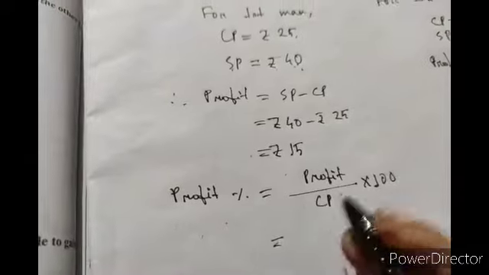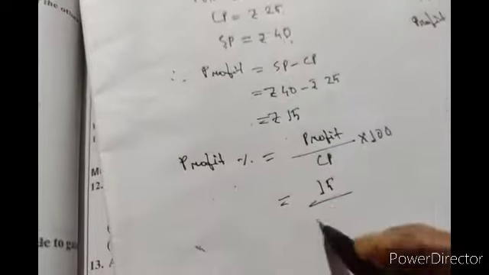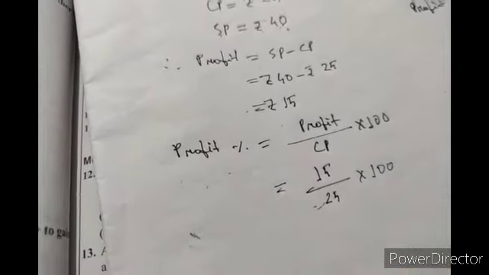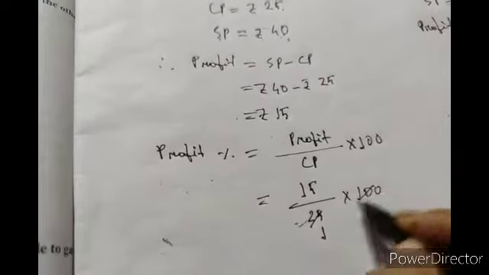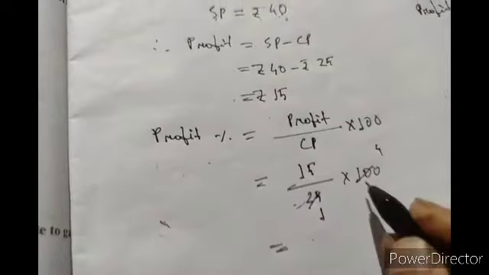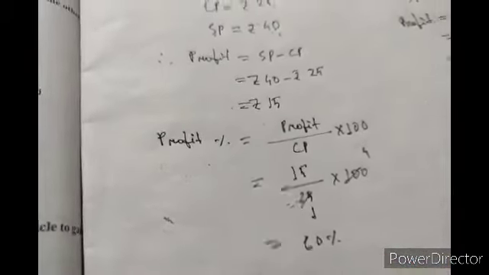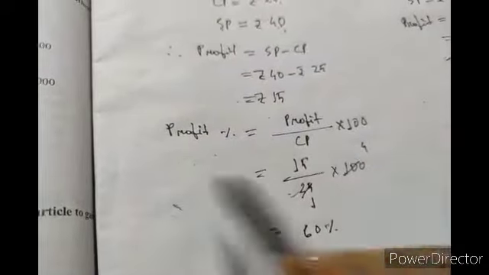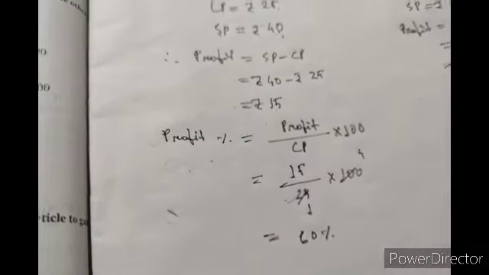Now here, what is profit? 15. What is cost price? 25, into 100. Now we need to simplify. 25 ones are 25, 25 fours are 100, and 15 fours are 60%. I think this is clear for everyone. We are simply putting the values in this formula, and after simplification we are getting 60%.